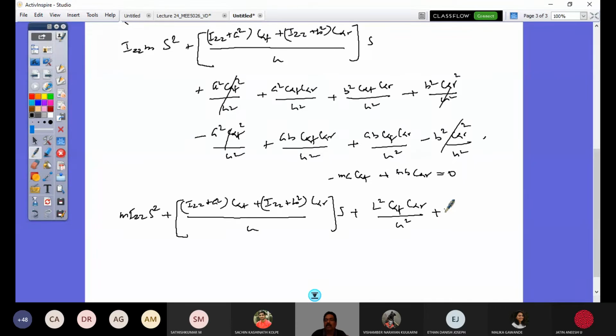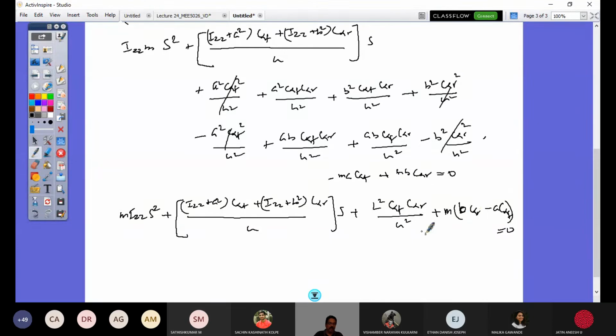So what I'll have is b c alpha r minus a c alpha f, and that's all equal to 0. So this is my characteristic polynomial. Again, you see there are two terms here. These two terms can be combined like this.